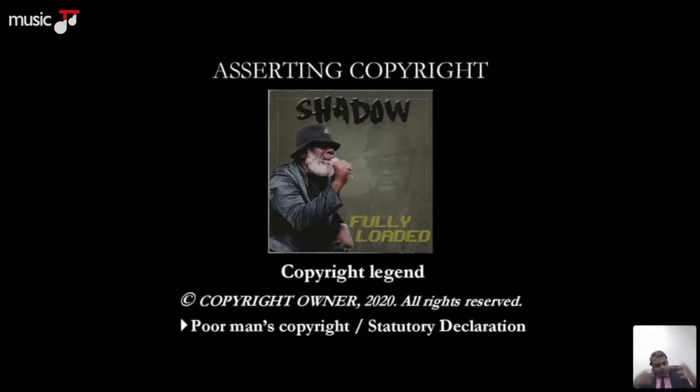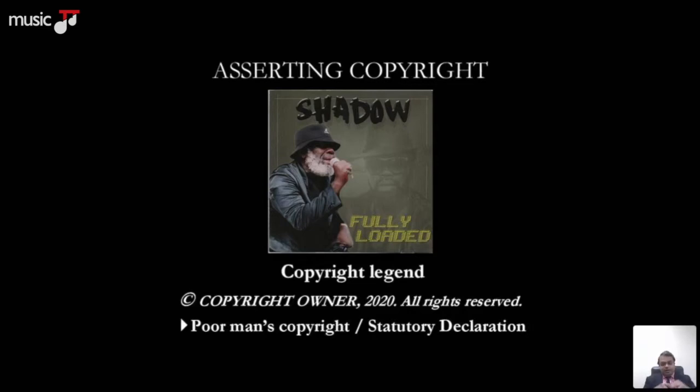So then, okay, we know who owns the rights in copyright. We know the type of rights. How do you assert your copyright? Well, there's something called the copyright legend. Now, I know Shadow's a legend. And yes, Shadow is a legend. But that's not the type of legend we're talking about. We're talking about a copyright legend.